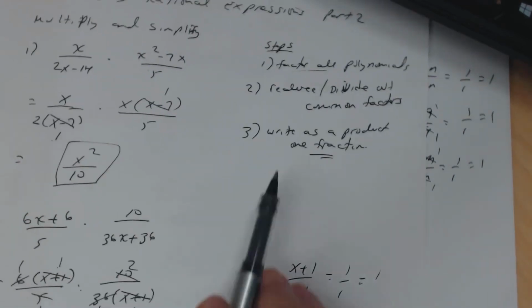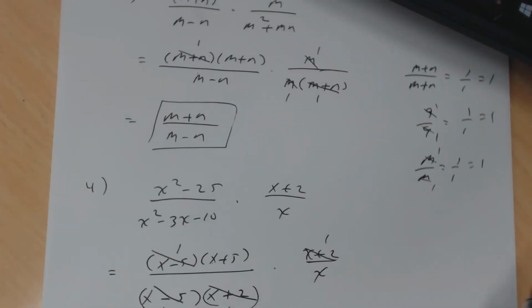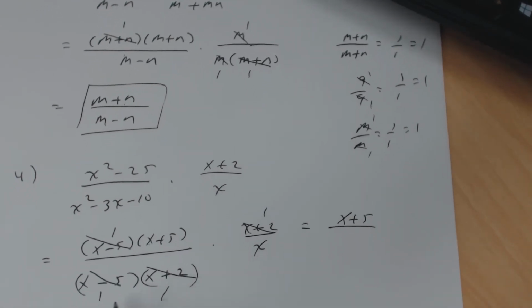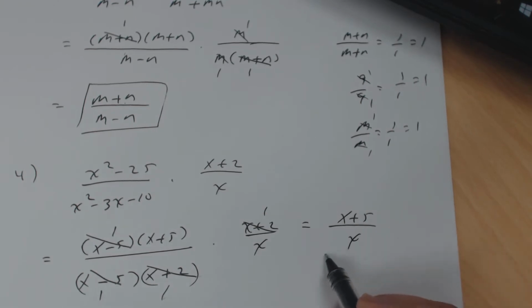So remember, the next step is to write as a product of fractions. My numerator is x plus 5. My denominator, 1 times x, is x. And there's your answer.